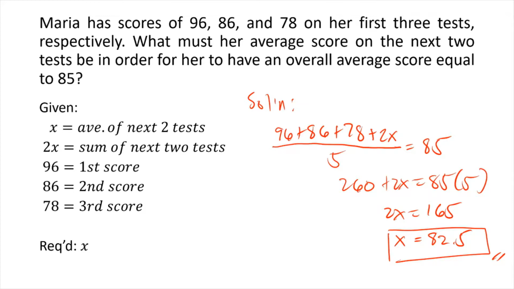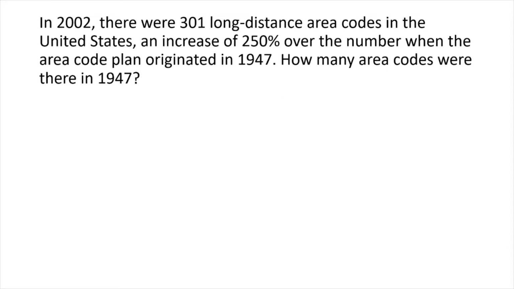Next problem. In 2002, there were 301 long-distance area codes in the United States, an increase of 250% over the number when the area code plan originated in 1947. The question is, how many area codes were there in 1947? So let's define the initial number of area codes in 1947. Let's say it's equal to x.